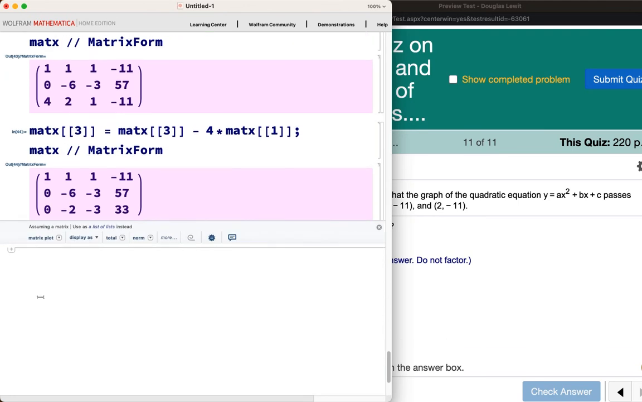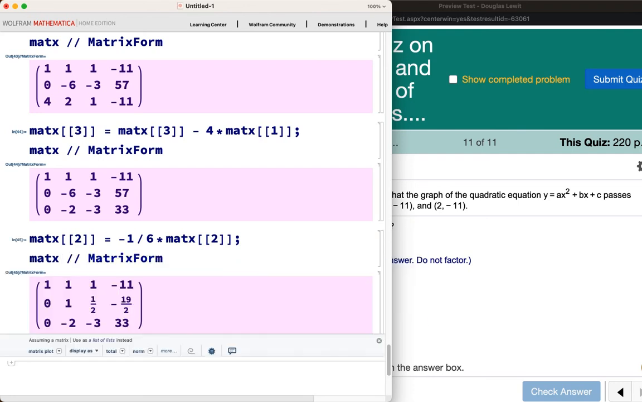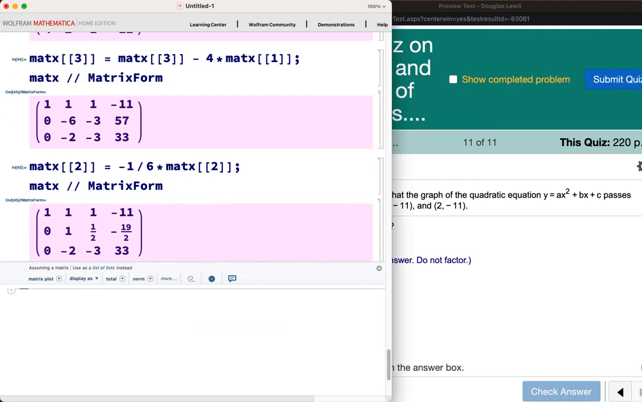Terrific. So now we need to manipulate the second row. So the negative 6 here has to get changed into a 1, right? So that's going to be equal to negative 1 over 6 times the second row. And let's see, that looks good. That's a 1. Now remember, the number above has to be 0, the number below has to be 0. And we have to use row manipulations in order to make that happen, okay?